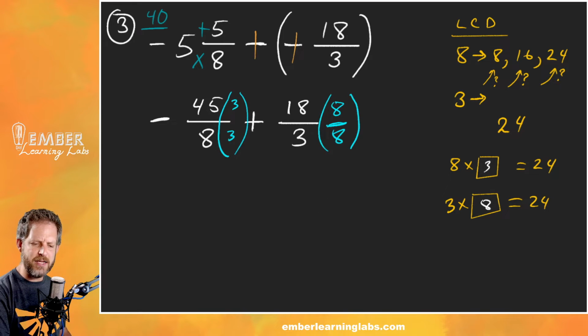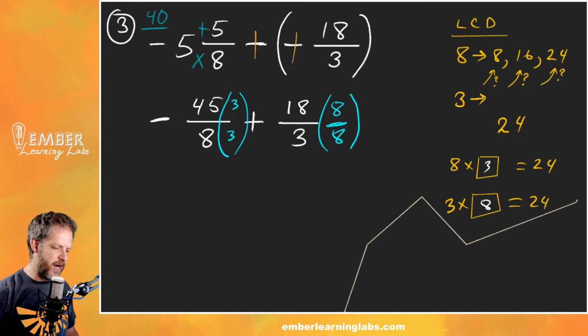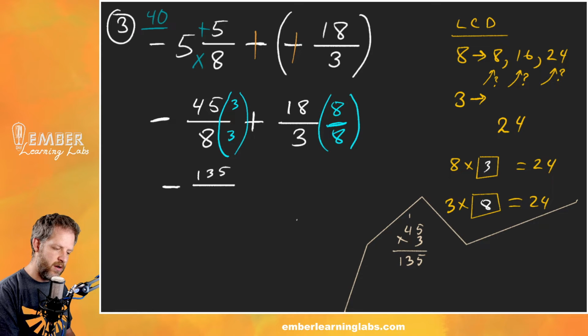We need a little bit of a scratch paper zone, I think. What do you guys think? I'd say that seems like a good idea. Let's kind of scratch paper zone 45 times 3. 5 times 3 is 15. 4 times 3 is 12, plus 1 is 13. So this turns into negative 135 over 8 times 3 is 24.